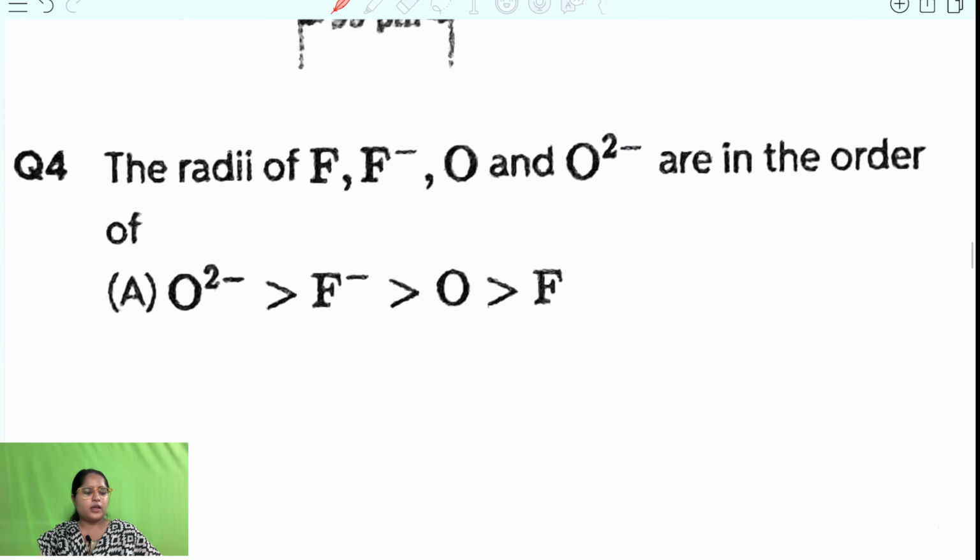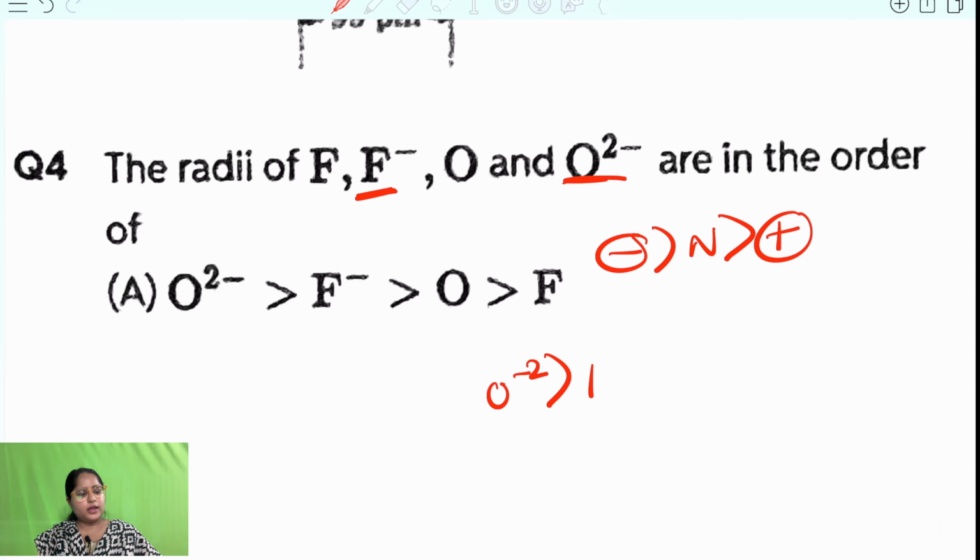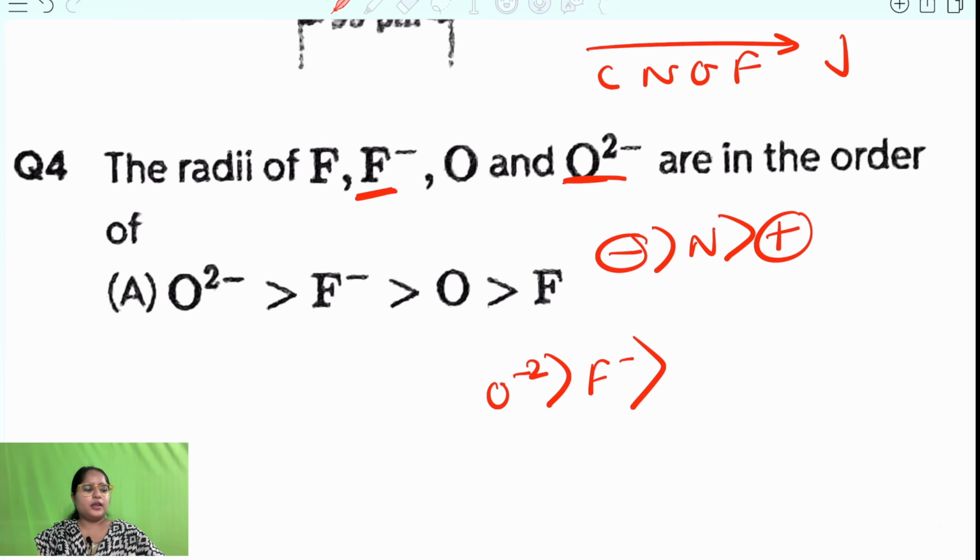Now question number 4. The radii of F minus, O minus 2. Just now I have told you, more negative charge, more will be the size. So negative, then who will come? Neutral, then who will come? Positive. So negative will be bigger, definitely, F minus and O minus 2. So O minus 2, then F minus. After that, who will come? We know carbon, nitrogen, oxygen, fluorine: left to right size decreases. So oxygen will be bigger than fluorine. So O minus 2, F minus, O and F. I think the fourth, A option itself is the right option.